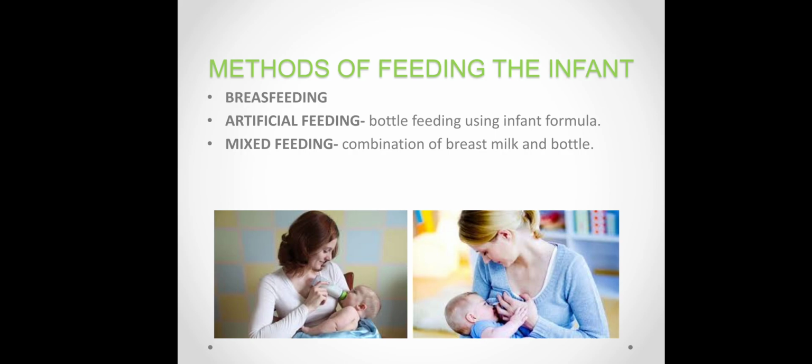Okay, so what are the methods of feeding the infant? We have breastfeeding, artificial feeding, and mixed feeding. Breastfeeding is the feeding of the baby through the breast. Artificial feeding is bottle feeding using infant formula. And mixed feeding is the combination of breast milk and bottle feeding.